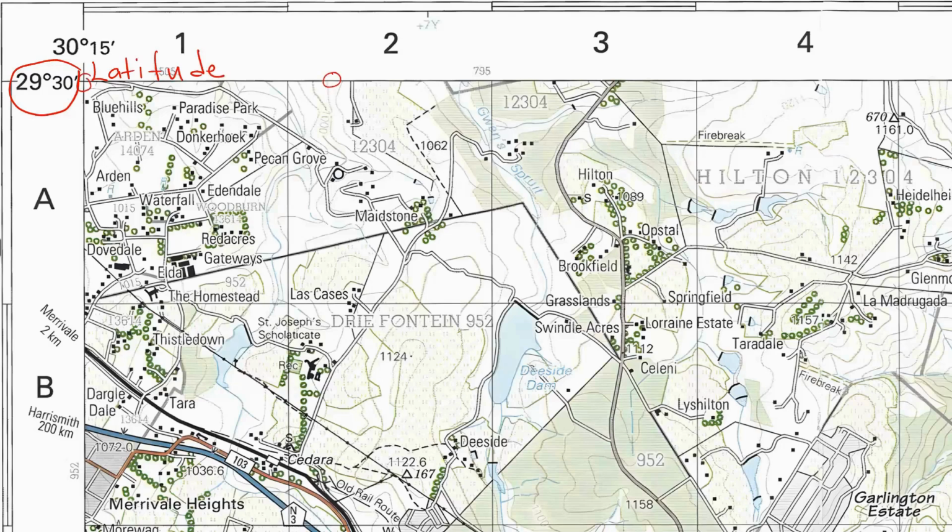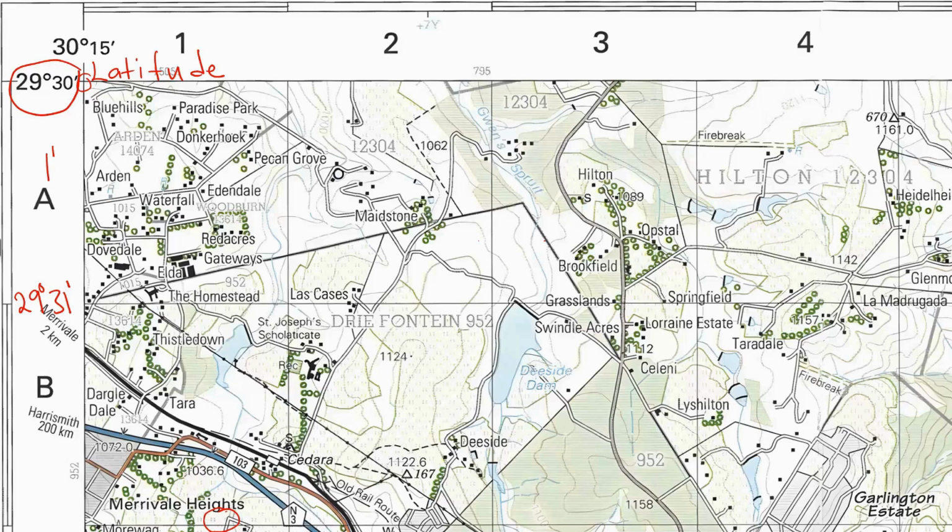Let's begin with latitude. These horizontal lines are called lines of latitude. This line here is 29 degrees, 31 minutes south. The next horizontal line below it is 29 degrees, 32 minutes south. Notice that the difference between these two lines is 1 minute. That also means the next line below would be 29 degrees, 33 minutes south, and the pattern continues. So remember this important point. Latitude lines are horizontal lines that run from west to east across the map.